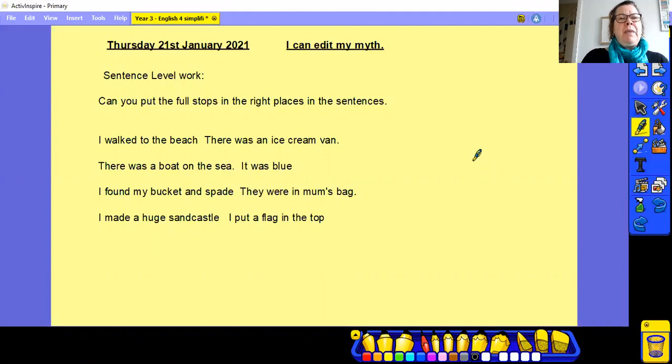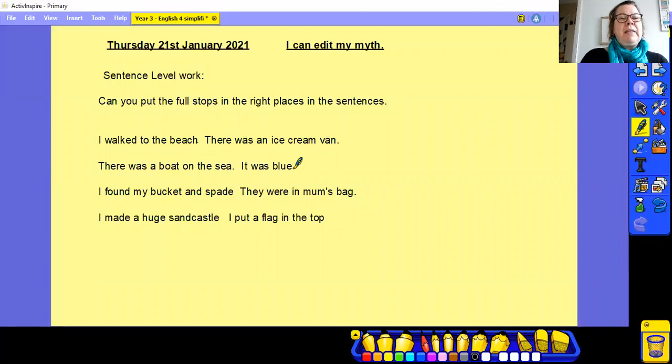So I walked to the beach, there was an ice cream van. Where do you think the full stop needed to go here? Yep, you were right. The sentence ends here because we have a capital letter there, so that's the start of a new sentence. So I walked to the beach, full stop, there was an ice cream van, full stop. The next one, there was a boat on the sea, it was blue. Okay, here is the end of our sentence, so you're right, it goes after the word blue.